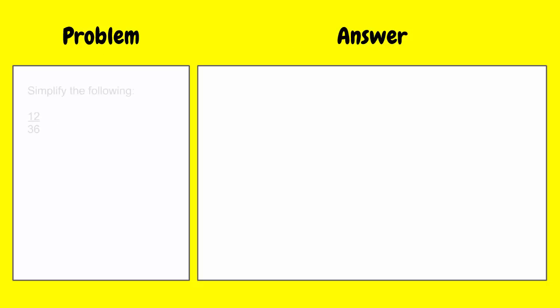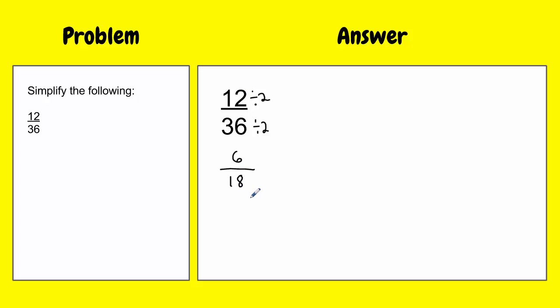Let's look at an example. Here it says simplify the following: 12/36. So the first question I ask myself is, is there a number that goes into 12 and 36? Or more precisely, is there a common number that can go into 12 and 36? And actually I do know this, since these are both even, I can divide each one by 2. So 2 is my common number. So 12 divided by 2, I get 6, and 36 divided by 2, which is 18.